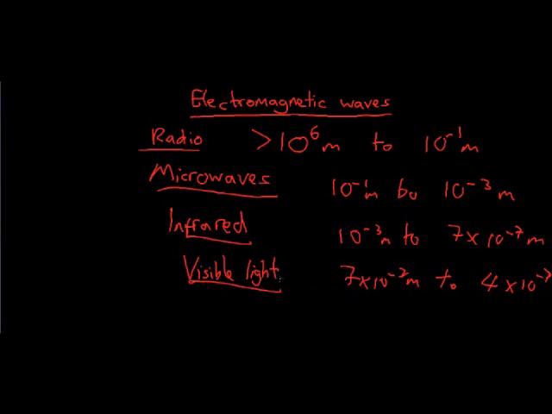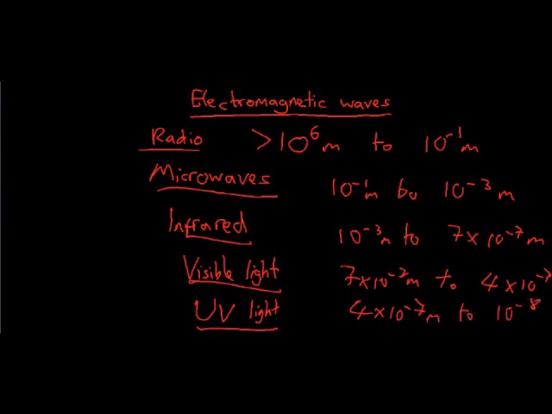Now the next one is ultraviolet. So UV light, or sometimes radiation, it's just your personal preference. And this is 4 times 10 to the minus 7 to 10 to the minus 8 meters. UV light has some uses, such as security tagging.